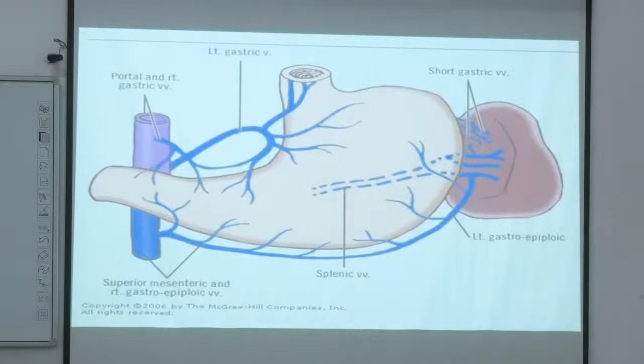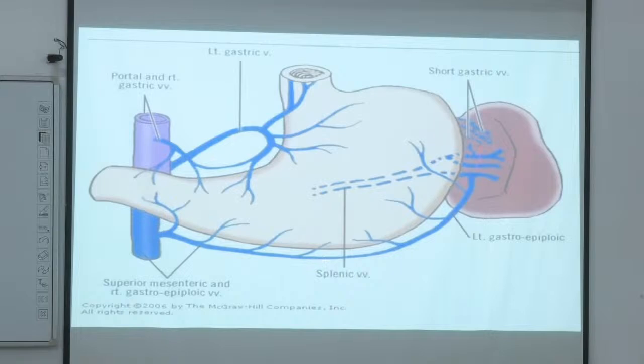Next, see. Here is the splenic vein lying on the posterior aspect of the stomach. Splenic vein and superior mesenteric vein, these two are joining behind the neck of the pancreas to form the portal vein. So here is the portal vein. You can see the left gastric and right gastric veins are directly draining into this portal vein. These short gastric veins are draining into this splenic vein. Left gastroepiploic vein is draining into splenic vein, and this right gastroepiploic vein is draining into the superior mesenteric vein.